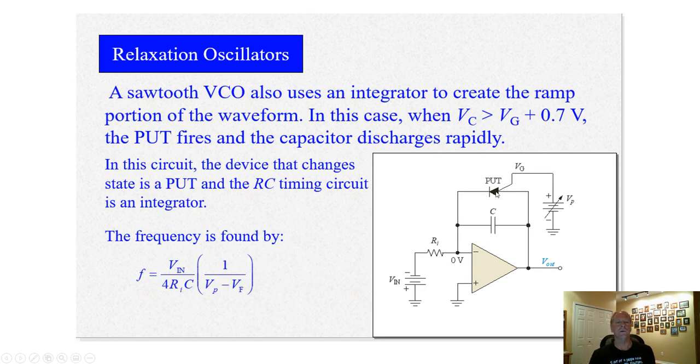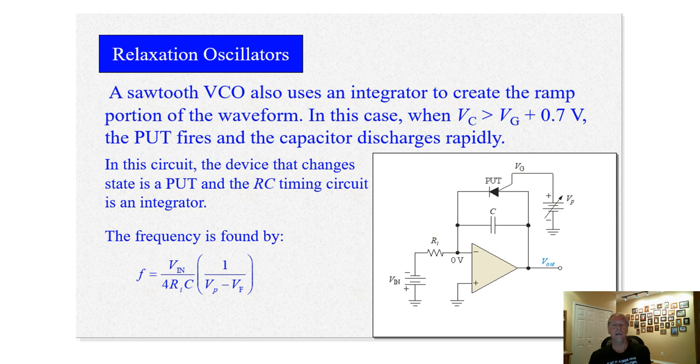Okay, this is a novel little circuit here. This is another oscillator. It's a sawtooth oscillator. What is this device here? This PUT. It's a programmable unijunction transistor. That's a mouthful. Programmable unijunction transistor. It's a cool part because what it does is it actually conducts after it gets to a certain voltage across it. And it's determined by this VG, whatever this gate voltage is.